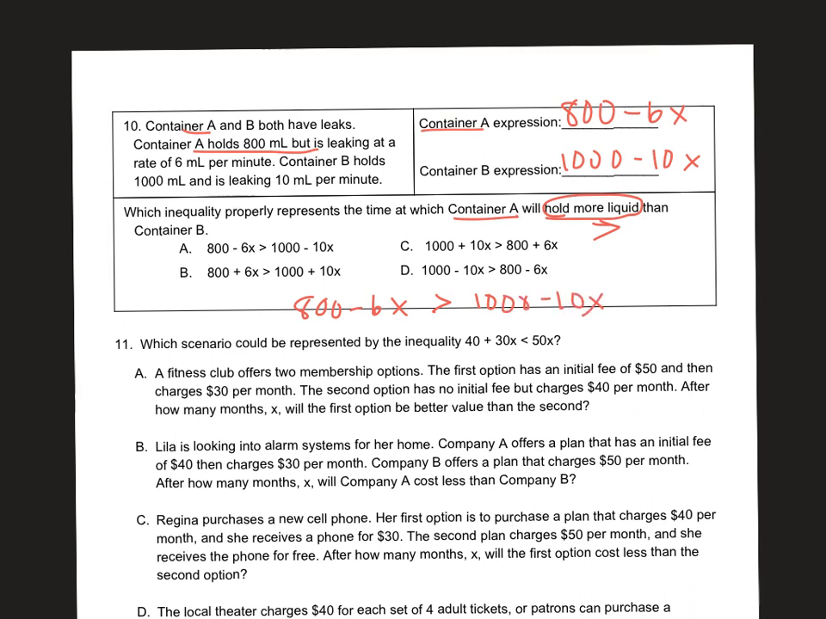So the best answer choice, I know B has to be wrong because there's no addition going on, and C has to be wrong because there's no addition going on. But on here, it says D is container B is greater than container A, and we want A to be greater than container B. So your best option is letter A. Always write your inequalities first. Let's go to the next one.